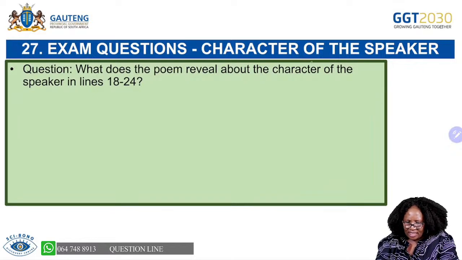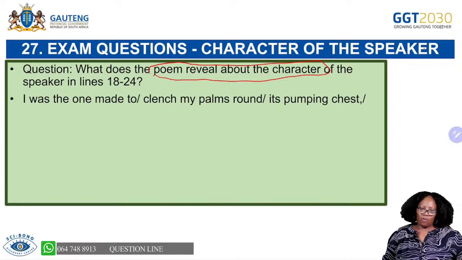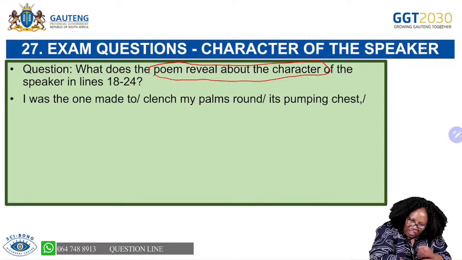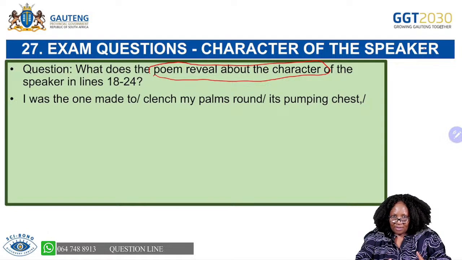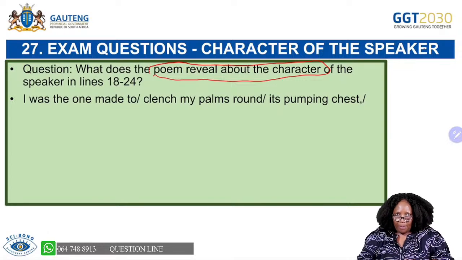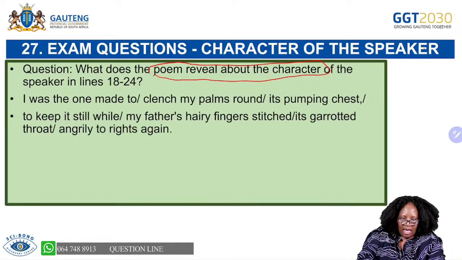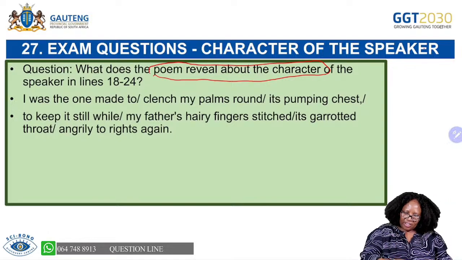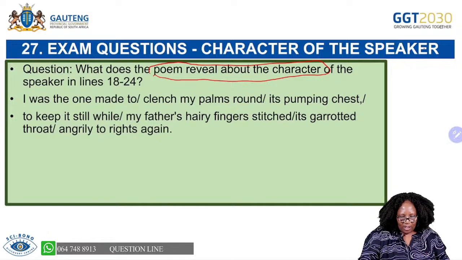A further exam question: the character of the speaker. What does this poem reveal about the character of the speaker in lines 18 to 24? Let's see lines 18 to 24. "I was the one made to clench my palms round its pumping chest." Remember, the chicken is pumping. Pump, pump, pump. And what happens? The speaker had to clench her palms around it, while the father did what? "Stitched with his hairy fingers the throat and angrily to rise again."